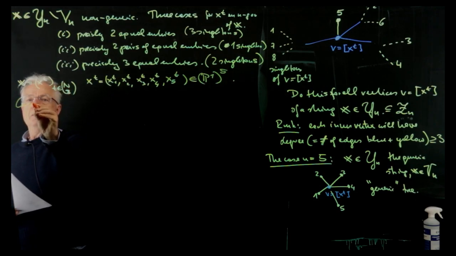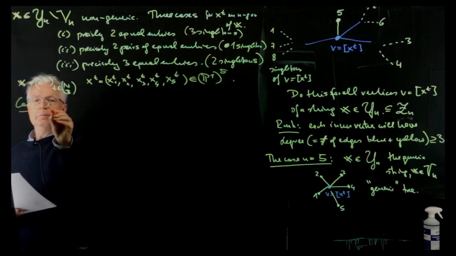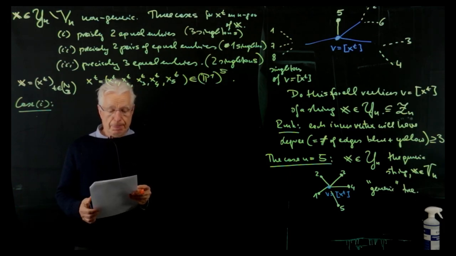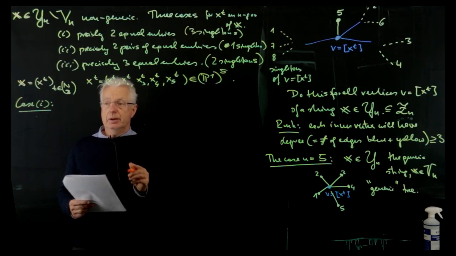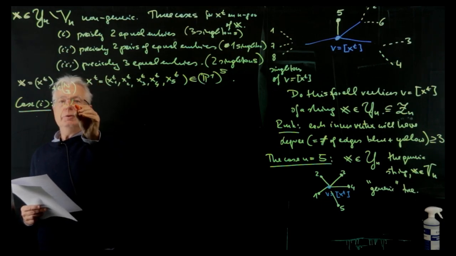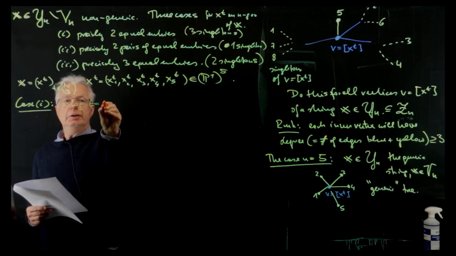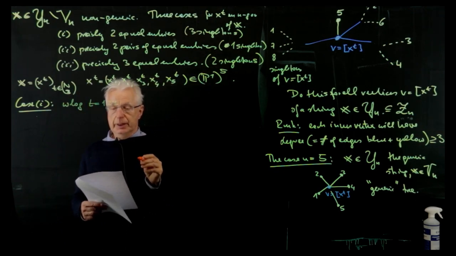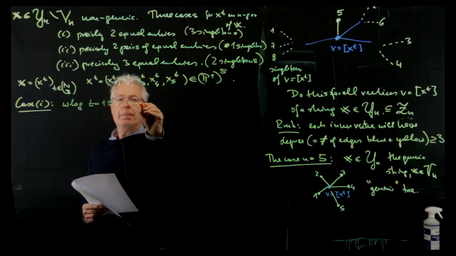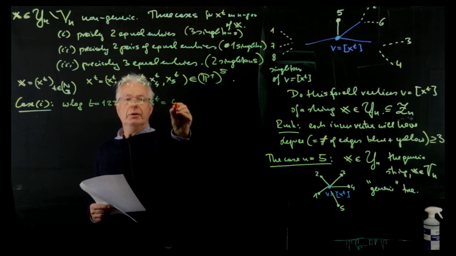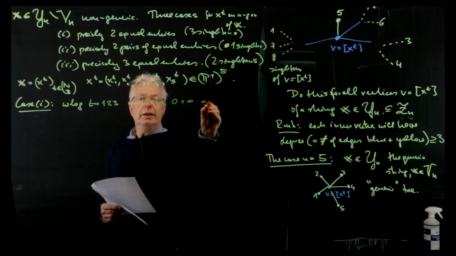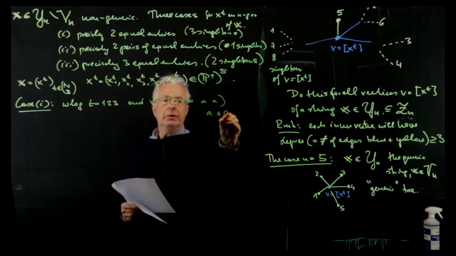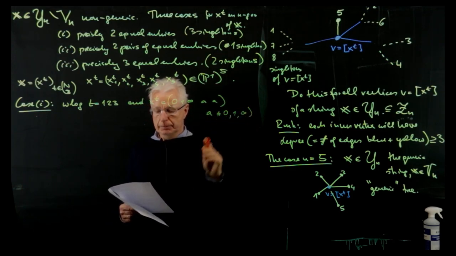Case I. So we have two equal entries. Without loss of generality, we take t equals 1, 2, 3 to simplify our life. And we write xt as 0, 1, infinity, a. And a is distinct from 0, 1, infinity.